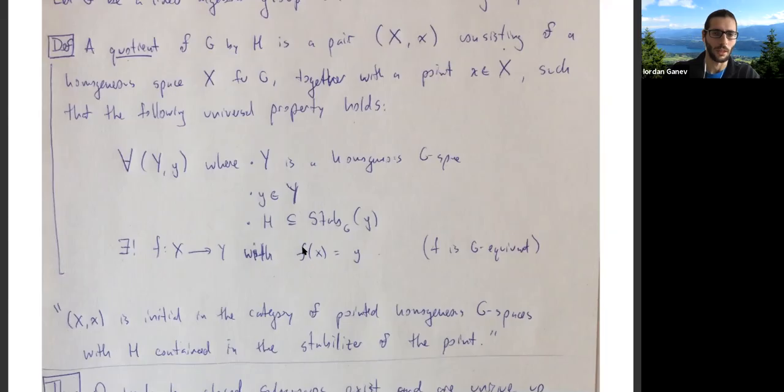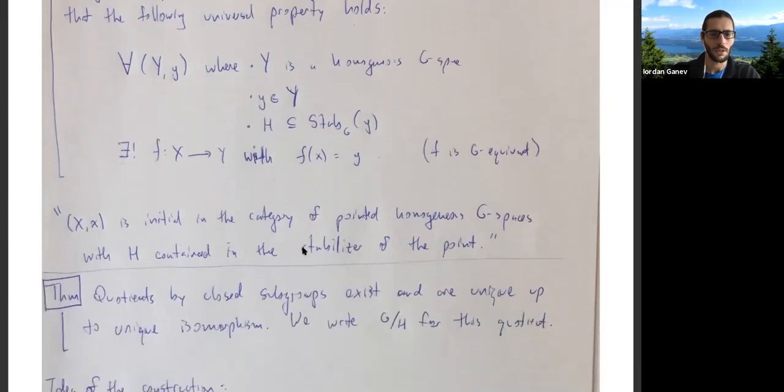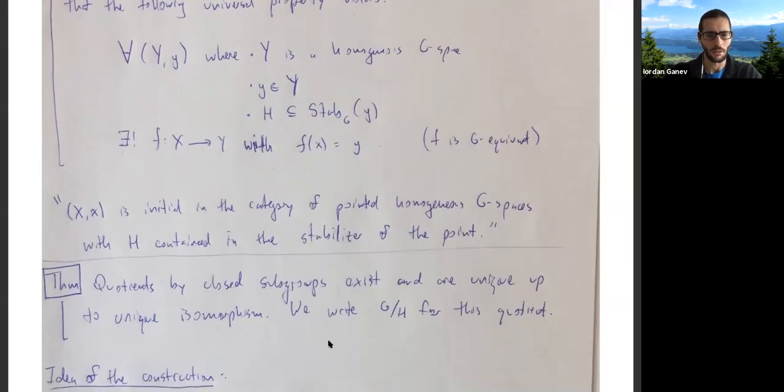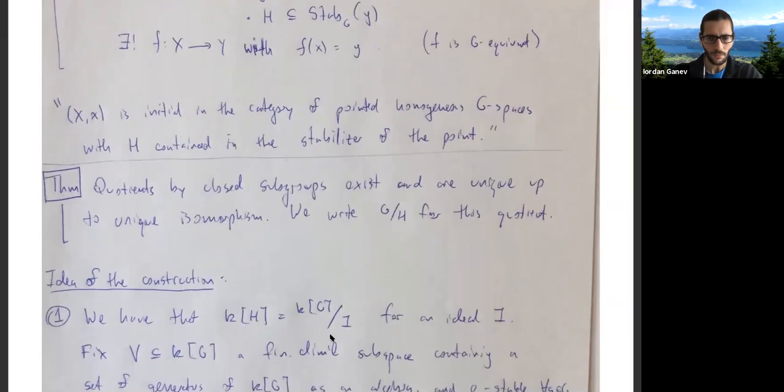Okay, so this is some abstract nonsense. The upshot is that quotients always exist. If we have a closed subgroup, then we can always perform the quotient operation, and we get an algebraic variety. I won't go into too much detail for the proof of this theorem, but let me give you the idea of the construction.